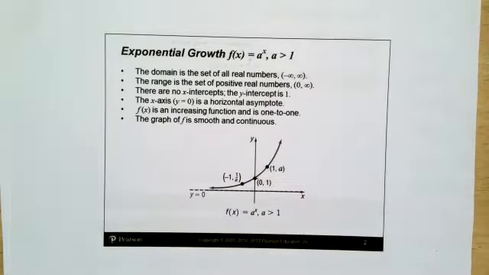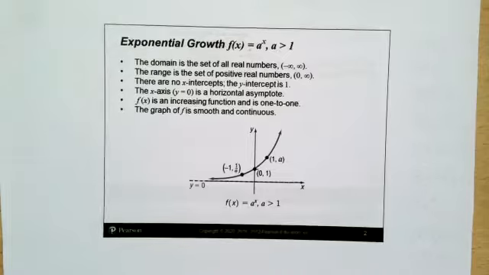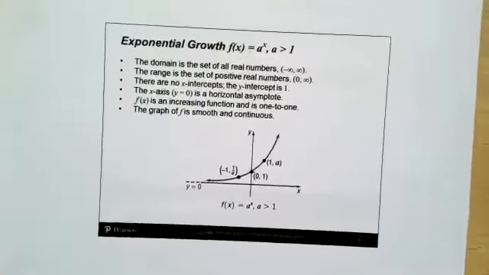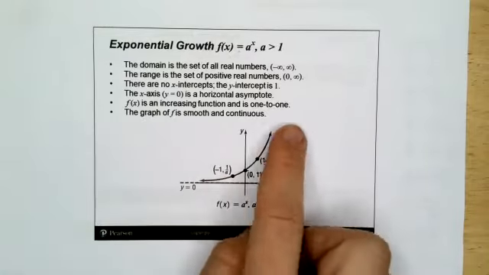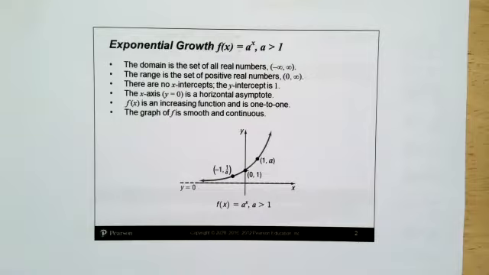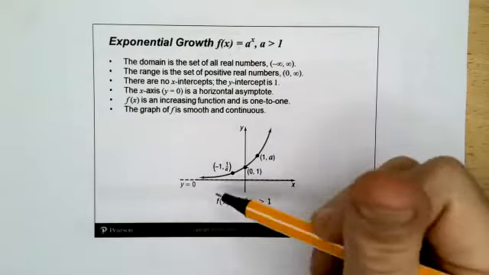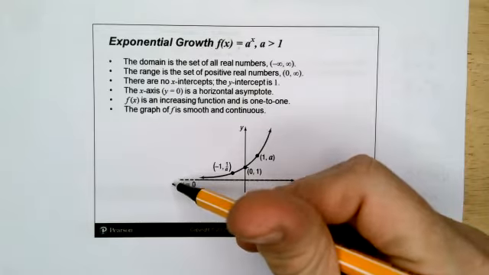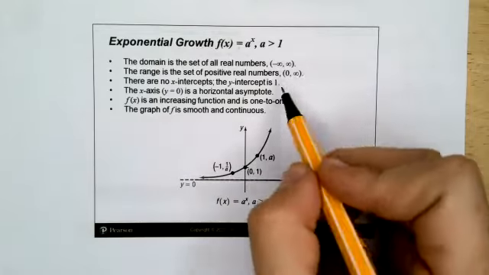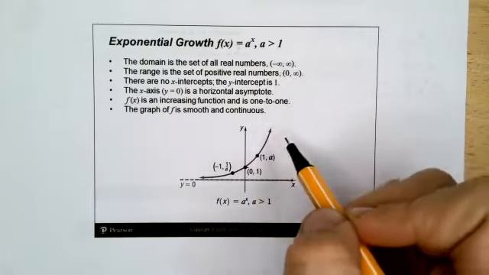So the characteristics of a graph of exponential growth are that the domain is the set of all real numbers, between negative infinity and infinity. The domain is all real numbers because it goes forever to the left and forever to the right on the x-axis. The range is the set of all positive real numbers. So it's not going forever in both directions on y, it's approaching 0 and never reaching 0, and then it's going forever in the positive direction, so we call the range from 0 to infinity.